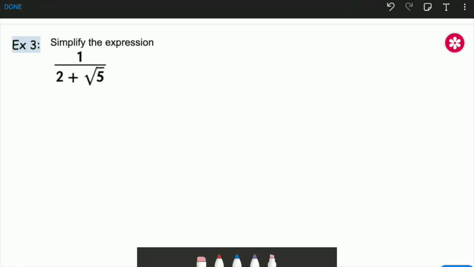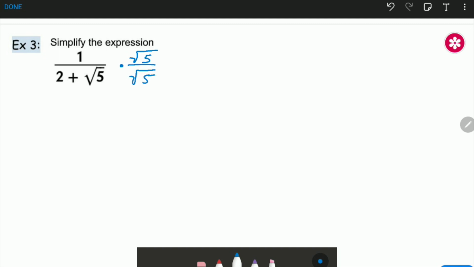Now in this example, we are simplifying the expression 1 over 2 plus the square root of 5. Now with this expression, again, the goal is to get rid of the radical in the bottom. And if I just try to multiply by the radical like I've been doing, this is what happens. This is not correct. I'm just showing you what would happen.